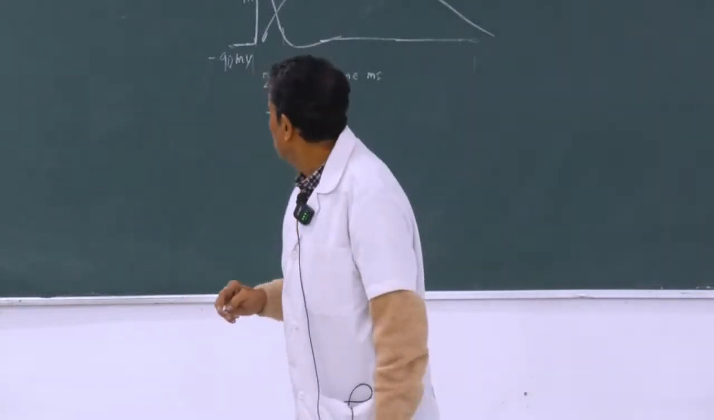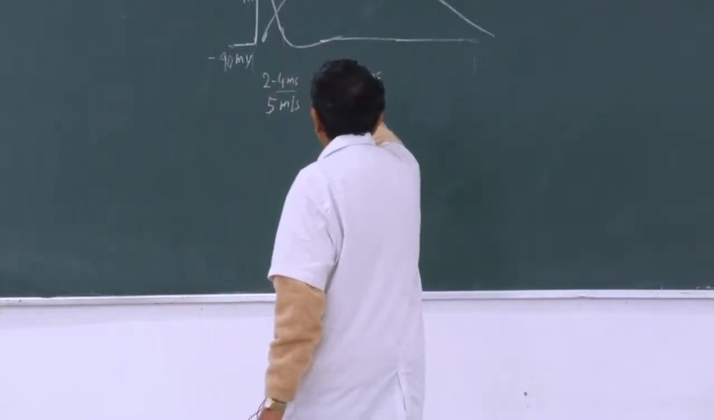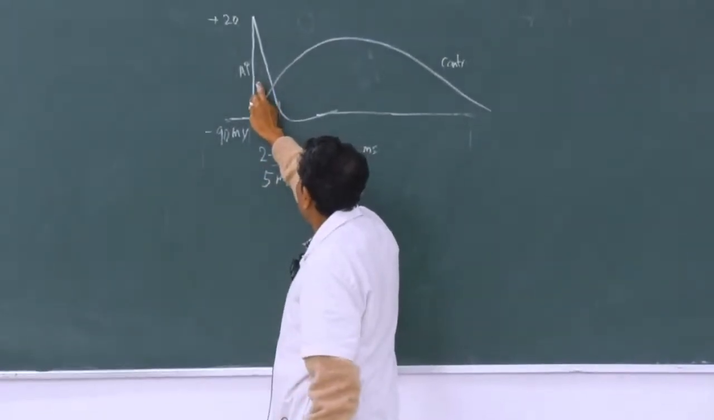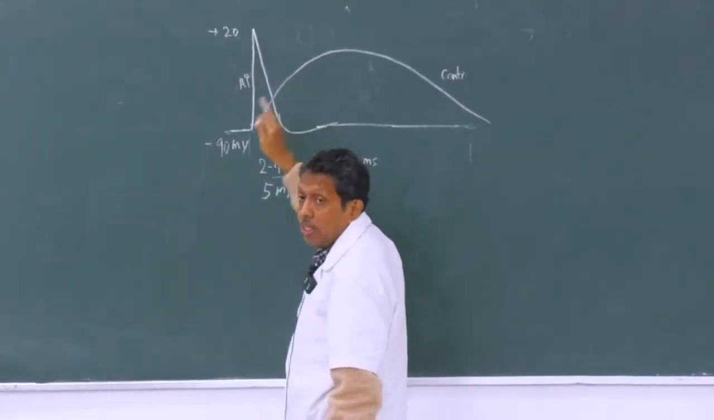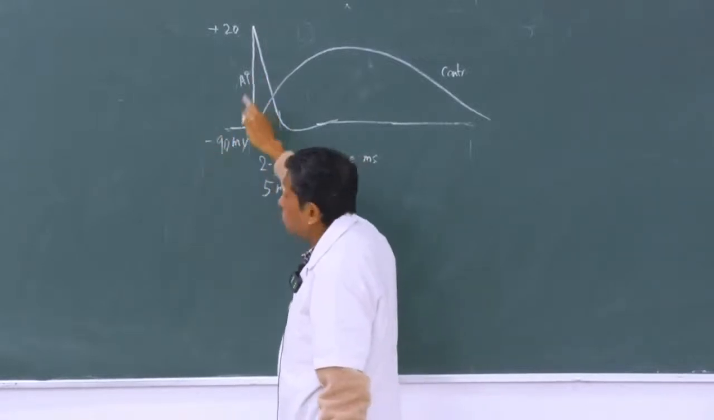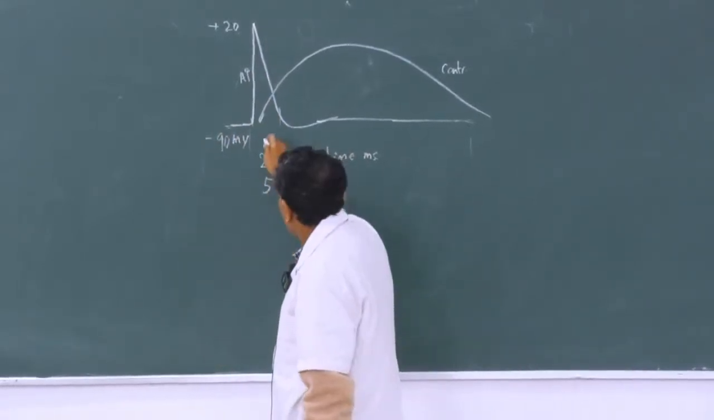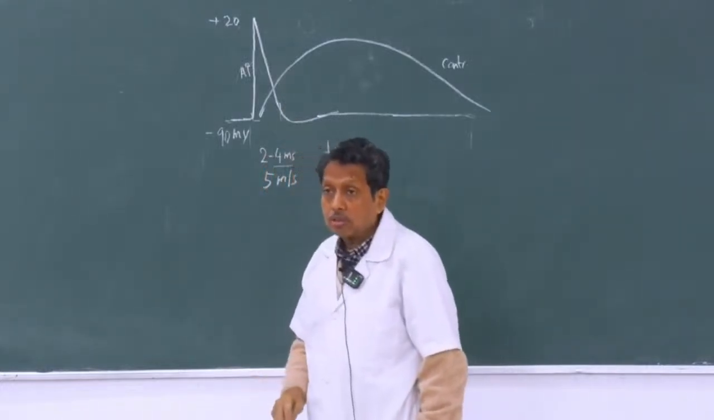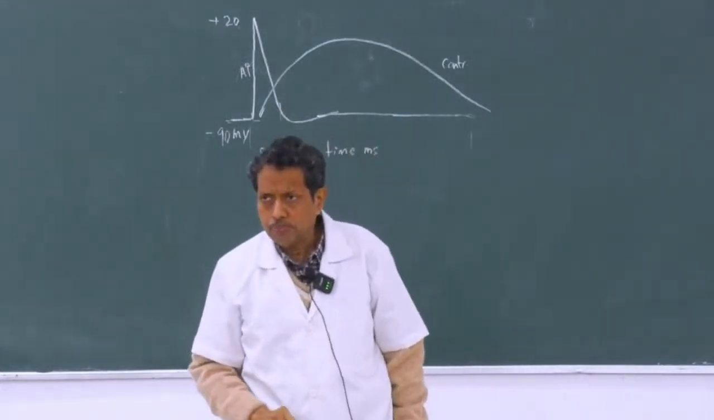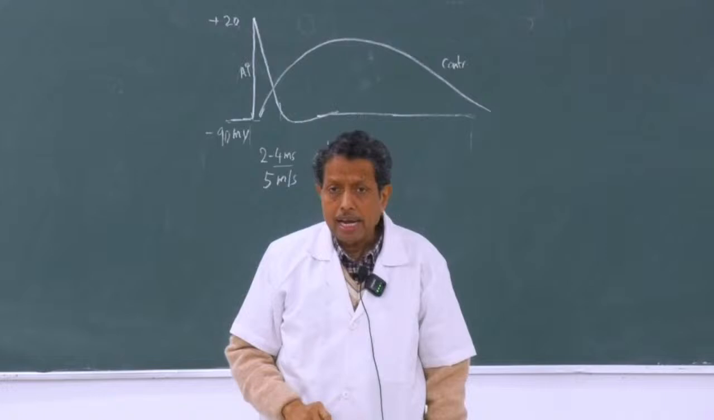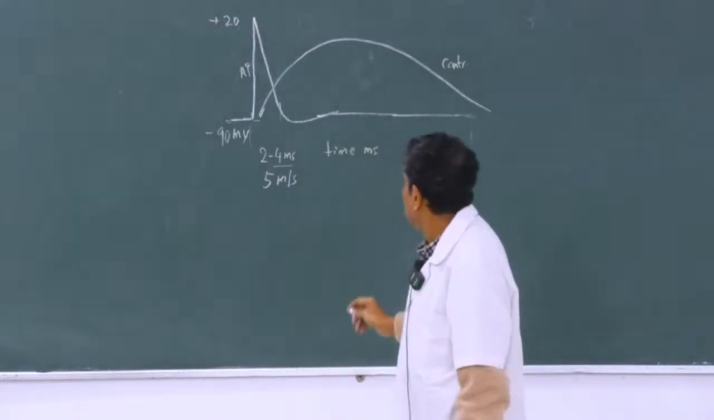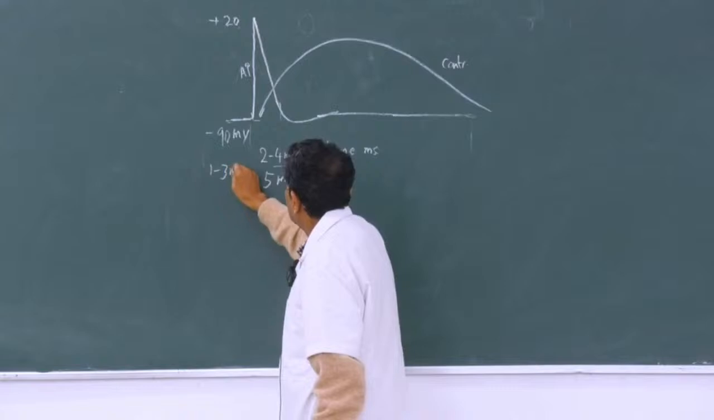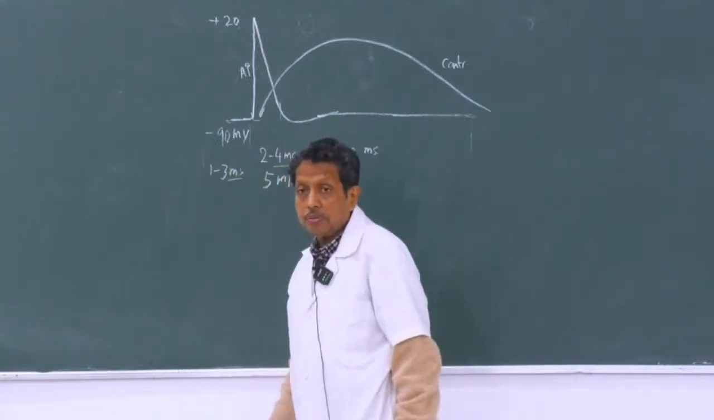Now, if you consider the case, it may be isotonic or isometric contraction, and it is the action potential. After 2 milliseconds or so, there is the beginning of the contraction. And the absolute refractory period is 1 to 3 milliseconds.